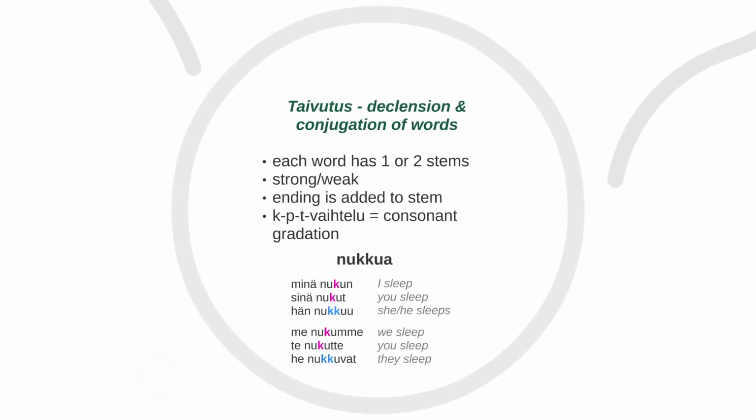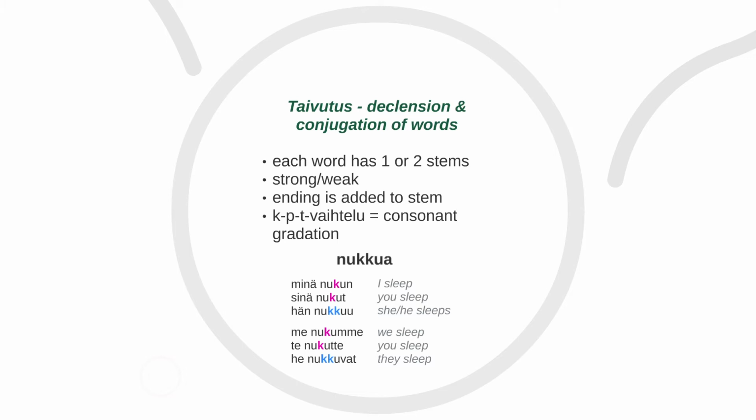Taivutus literally means bending. So declension and conjugation of words is very important in Finnish. And this is because while you can probably make yourself understood even if you just use the dictionary form, if you hear a word that's conjugated or just isn't the same as the dictionary form, it's really hard for you to translate it. So you just can't find it in the dictionary.